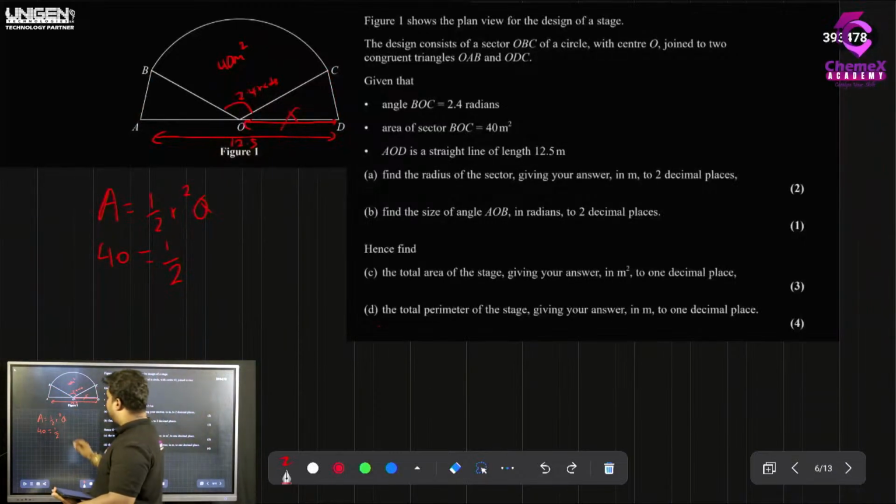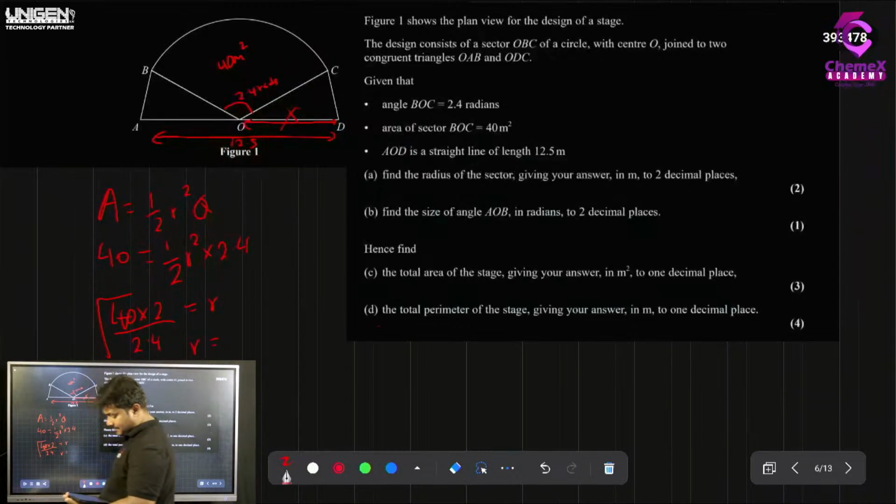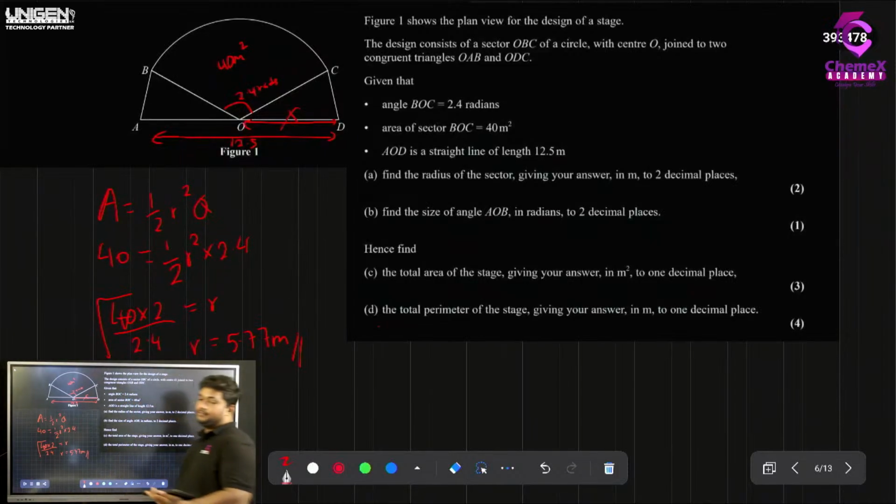So half r square theta. Half times r square is unknown, but the angle is known. So 40 into 2, divided by 2.4, and if you root it, you get r. R is equal to 5.77 meters. See, got it or not?